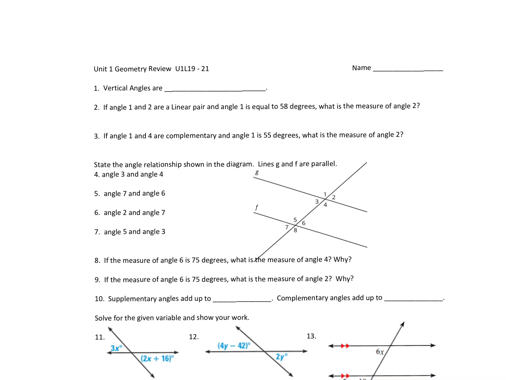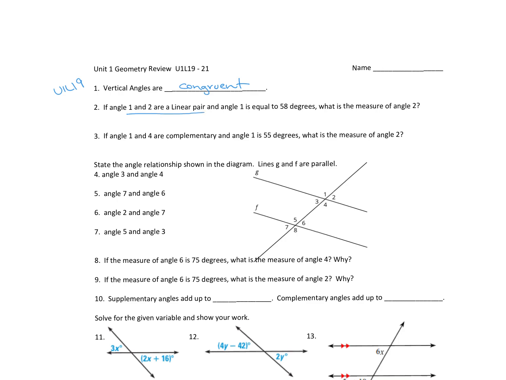So question number 1 says vertical angles are... so we know from lesson 19, U1L19, we know that vertical angles are congruent. They are going to be the same. They are equal to each other. Let's look at number 2.